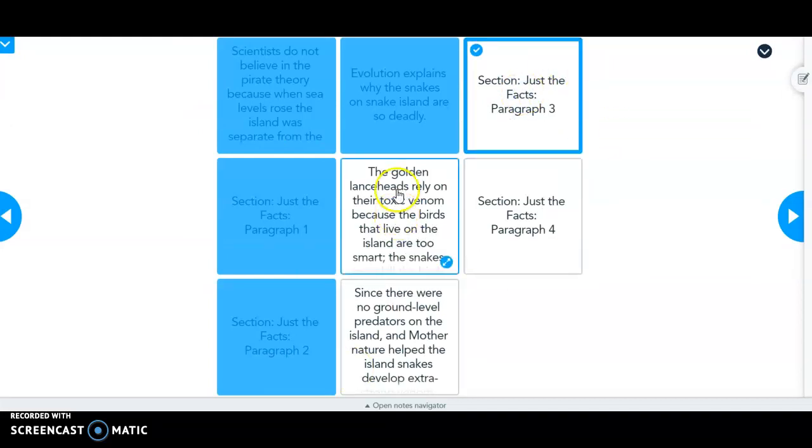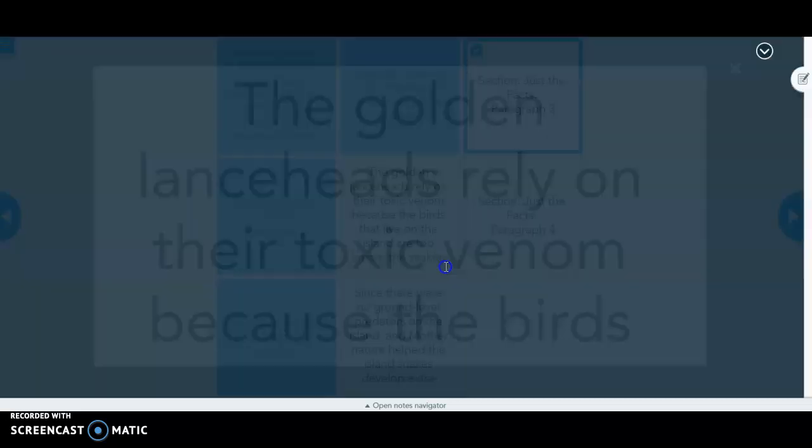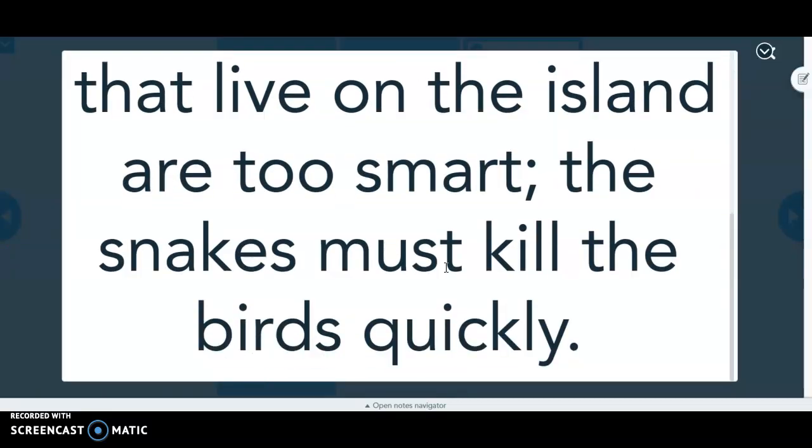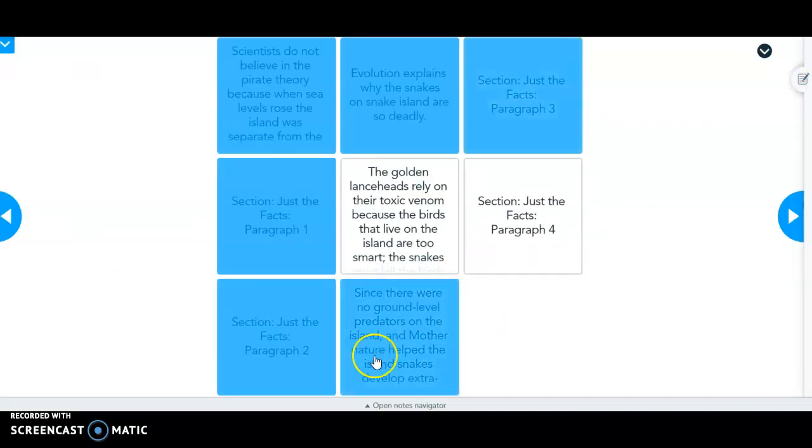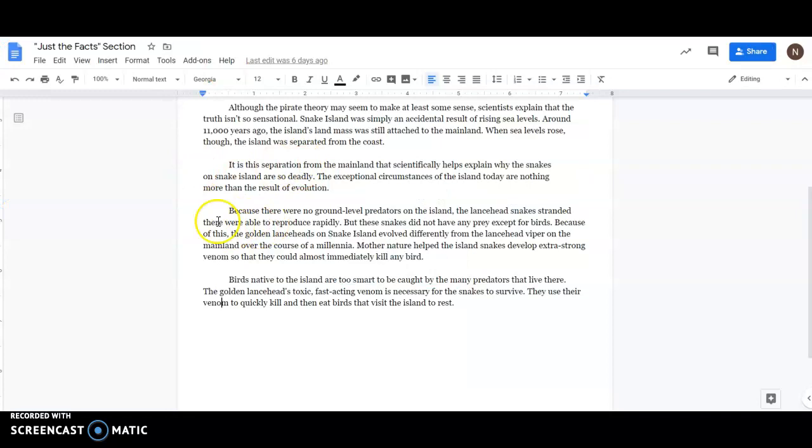And we have our 2 statements left. The golden lanceheads rely on their toxic venom because the birds that live on the island are too smart. The snakes must kill the birds quickly. Or, I got it right. Sorry, I didn't mean to click that. But since there were no ground level predators on the island and Mother Nature was around to help, that is why they were able to reproduce quickly and evolve very differently, okay?